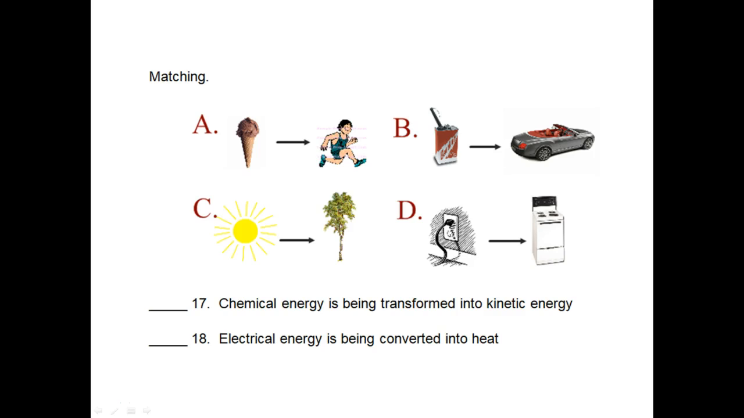For numbers 17 and 18, you have 4 choices. A is an ice cream cone converting into the running person. B is a can of gasoline converting into a moving car. C is sunlight turning into the plant. And D is an electrical cord and a power outlet converting energy into the oven.